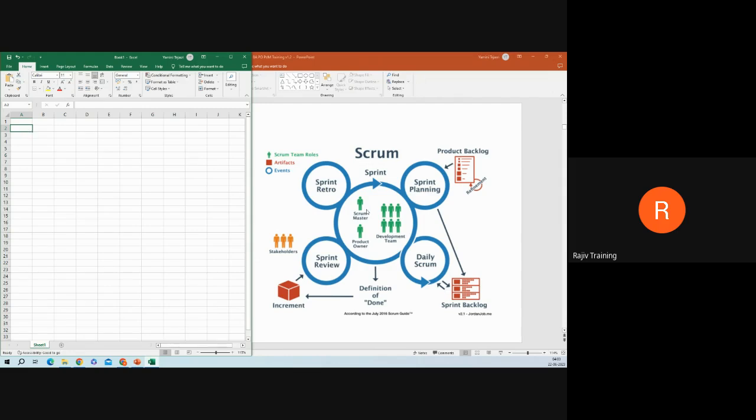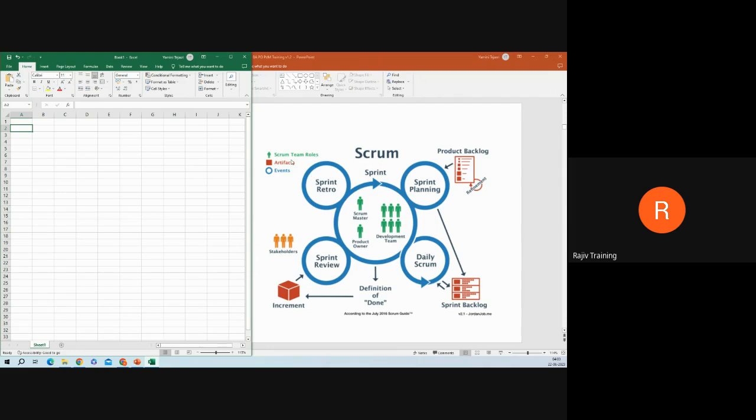As I told, we need to focus on three things in Scrum to start off. What are the roles that are there? Scrum roles. What are the artifacts? The red color ones are artifacts. And the events. What are the various events that are there in Scrum? So these are three things we'll try to understand.